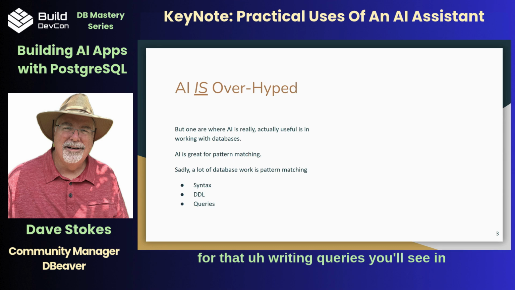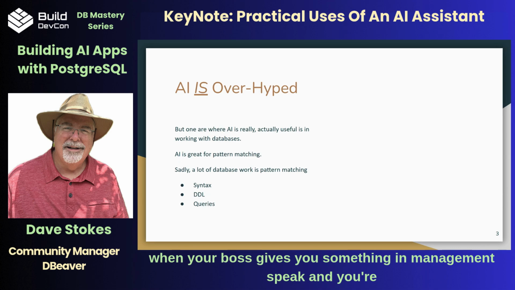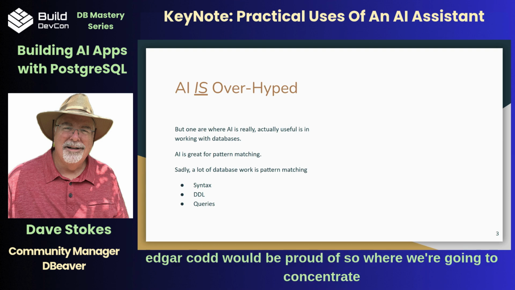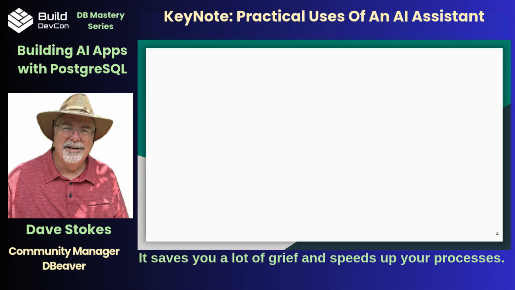Writing queries, you'll see in a little while that it is very good for writing queries, especially when your boss gives you something in management speak, and you're trying to figure out how to translate it into something that Edgar Codd would be proud of. So where we're going to concentrate today is where it can help you in analysis, in writing, and building, and planning. It is a very useful thing to have an AI assistant peeking over your shoulder. It saves you a lot of grief and speeds up your processes.